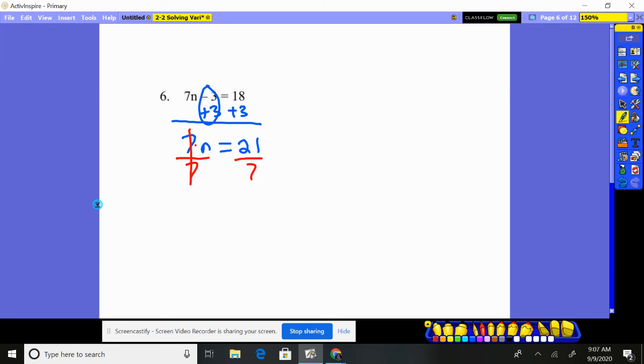But whatever I do to the left, I do to the right. And I now get my answer, 3. And you can see 7 times 3 is 21, minus 3, 18. We solved the equation. That's 2 steps. We're always getting the numbers over on the one side and then finishing out by dividing by whatever's in front of n so that we get a single n equals. There we have problems 1 through 6.